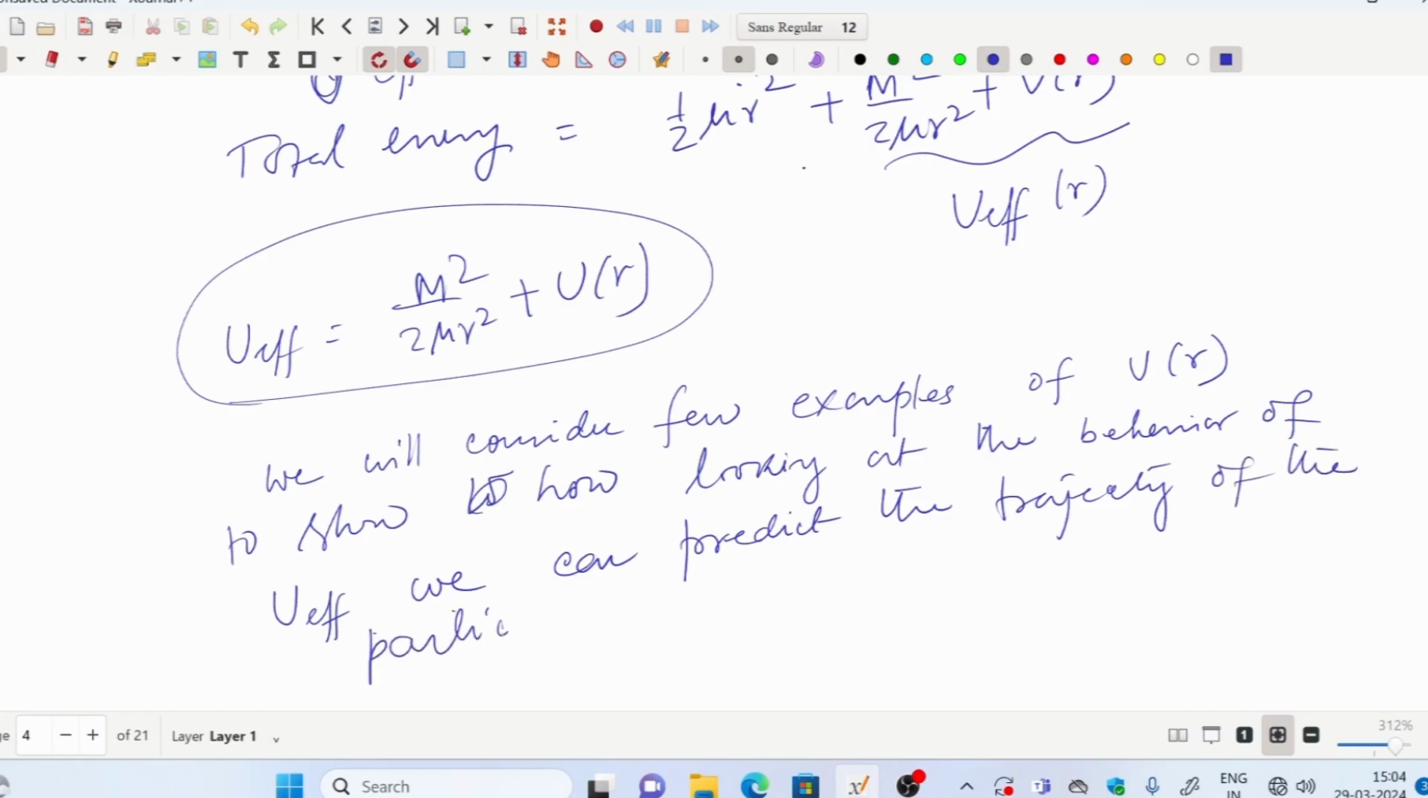So maybe we will stop here for this lecture. In the next lecture we will consider various examples of U effective and how we can predict the possible trajectory from the behavior of the effective potential.